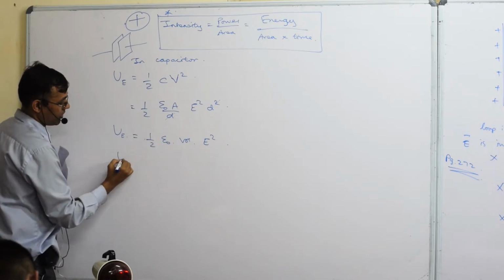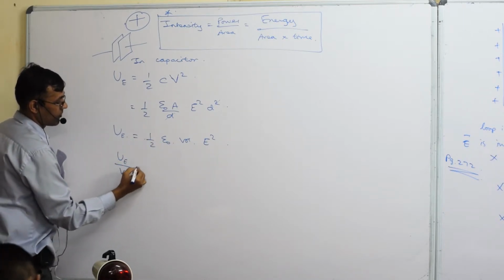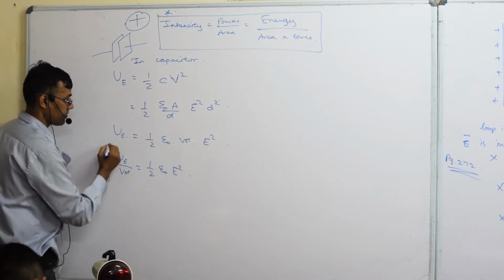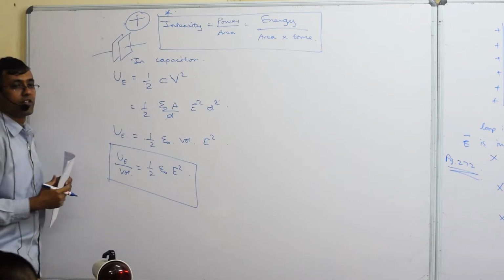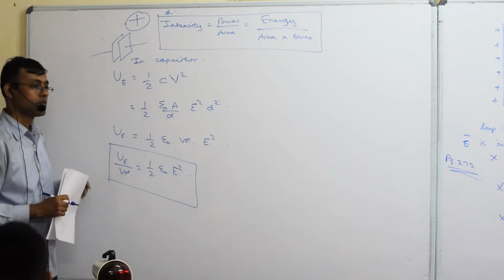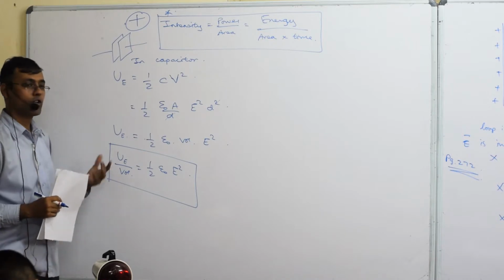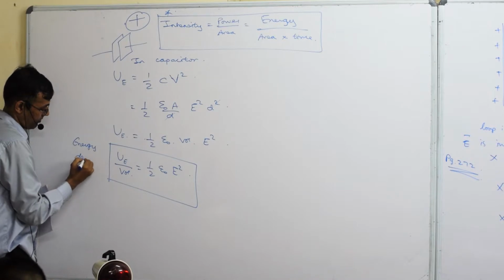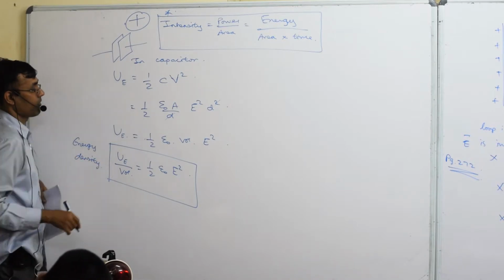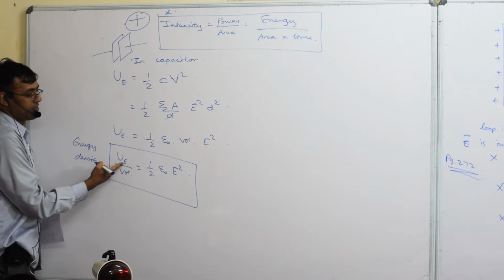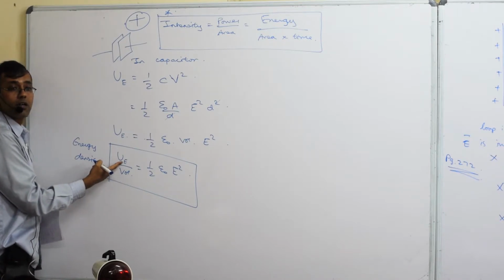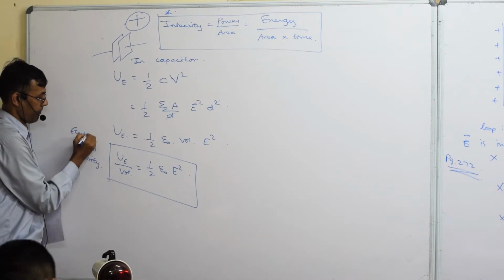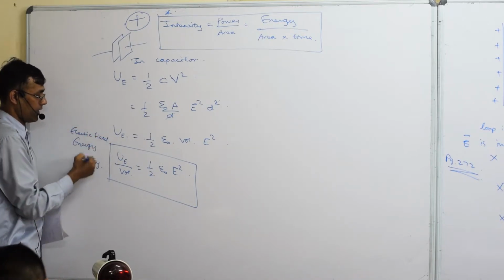If I bring the UE on this side, UE by volume is equal to half epsilon naught E squared. What do you call this term? We have studied this in your second chapter. Divided by volume is energy density. Since it is E, electric field energy, this is the electric field energy density.